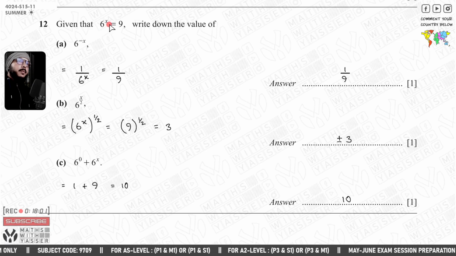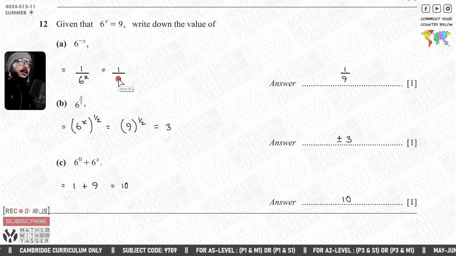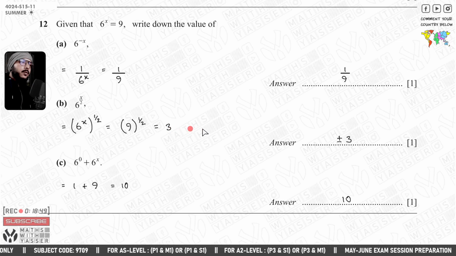Given that 6 to the power x equals 9, we need to write down the value of 6 to the power minus x. 6 to the power minus x is the same as 1 over 6 to the power x. That means it will be 1 over 9. For part B, 6 to the power x by 2 can be written as 6 to the power x whole to the power half, because if we multiply x times half, we get x over 2. The reason we have done this is so that we can substitute this value. So now it is the same as 9 to the power half. That means the square root of 9, which is 3. And of course, since we are doing a square root, it will be plus minus 3.